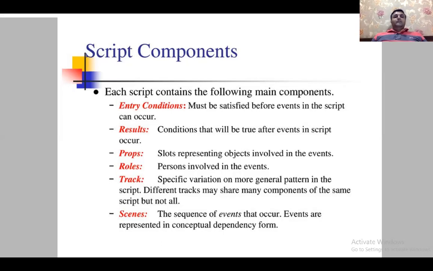Okay. Now props, the various properties will be used. The slots representing objects involved in the events, and roles, the persons involved in the events. Now in the props, what comes is table. In the restaurant example, what will be the properties? Table will be there, chair will be there. Again, what will be the properties? Props that will be used.